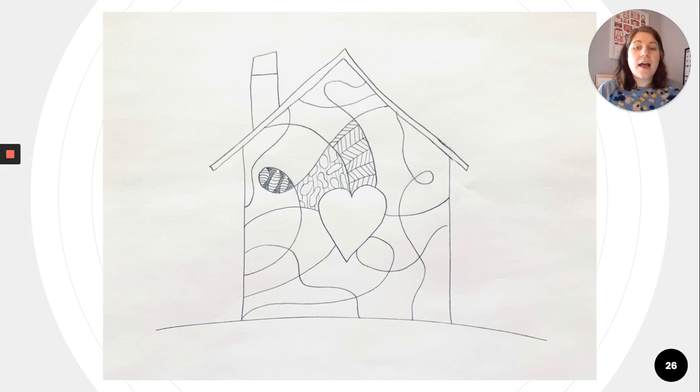So here's one that I have started. So you can see I have a couple different areas filled in. I would just continue to place my patterns in the different areas that the strings divided. I'm probably going to pick a pattern that uses emphasis for the center of that heart because that's really the focal point of my drawing.